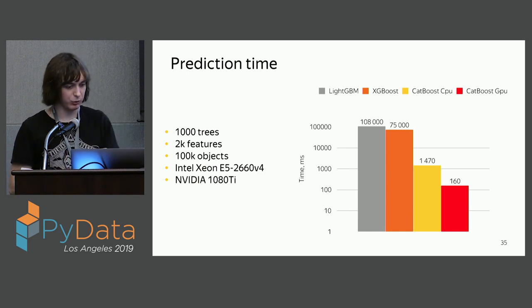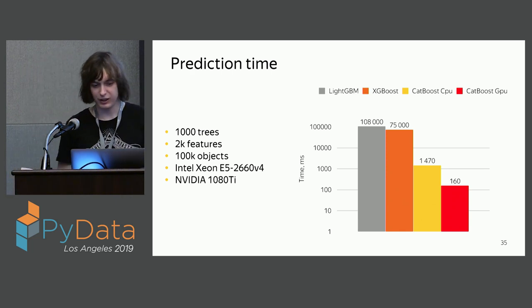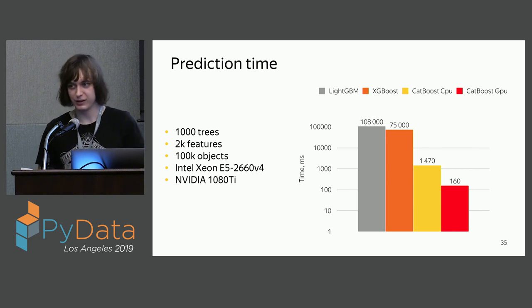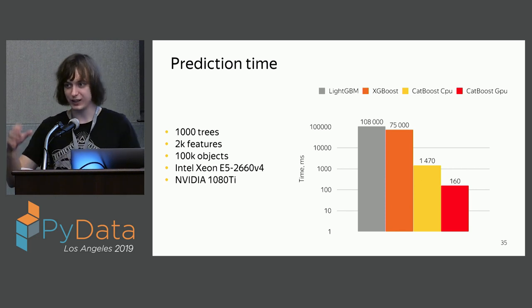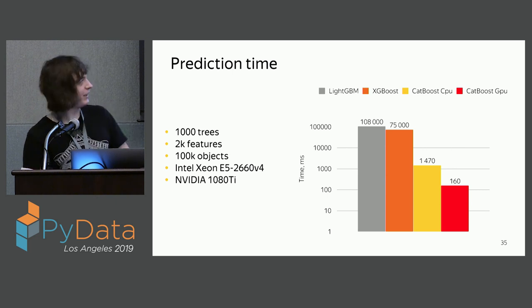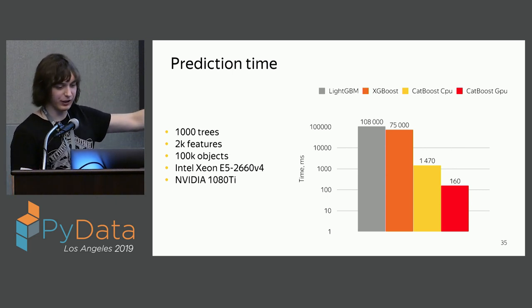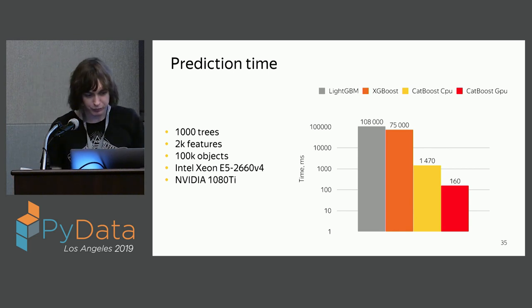As a result, CatBoost could perform predictions on CPU, I think, 50 times faster than XGBoost or LightGBM. It will depend on the dataset and number of trees, but I think you will obtain 20 to 50 times faster. And if this is not enough, we have GPU inference that will be even faster.